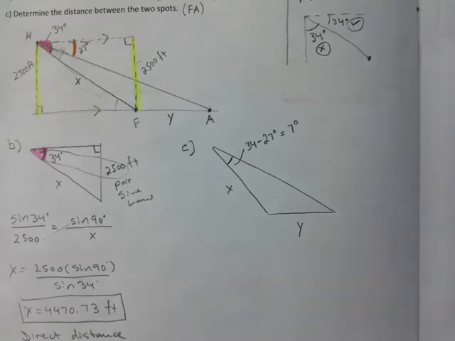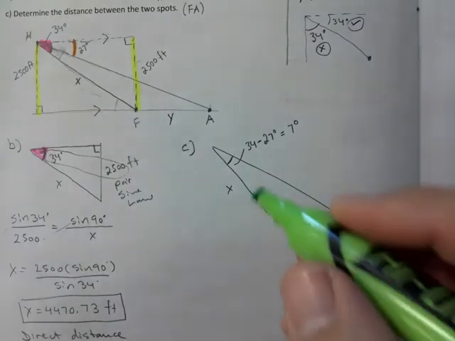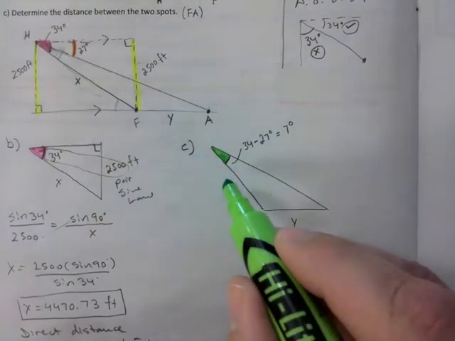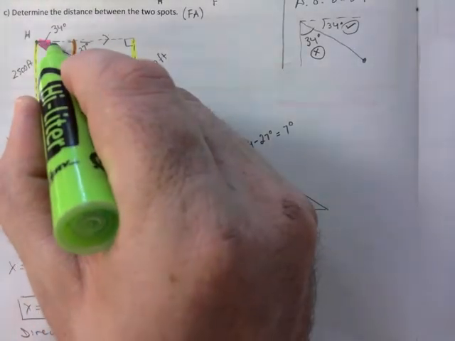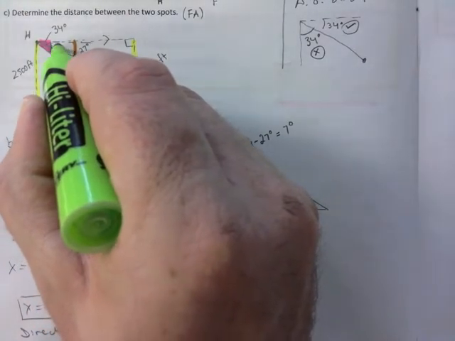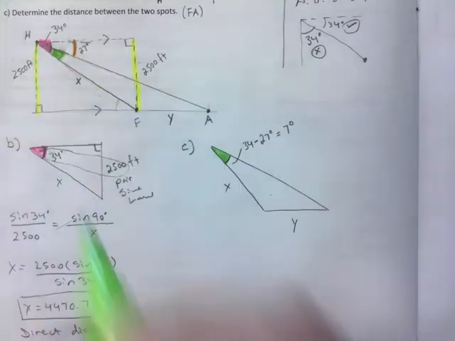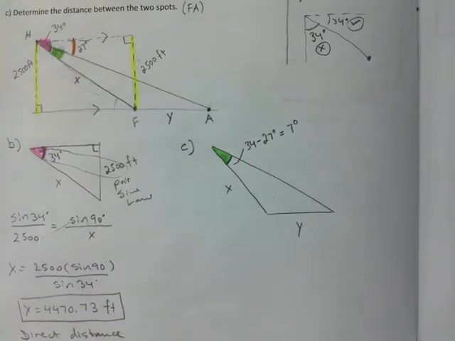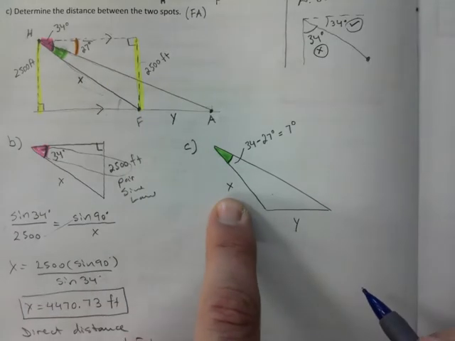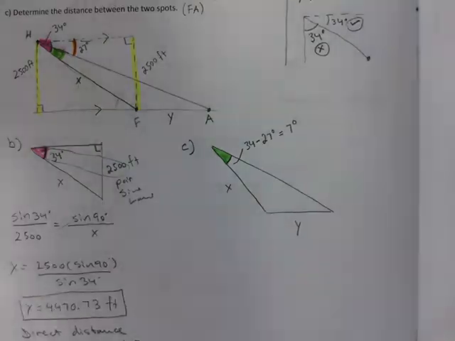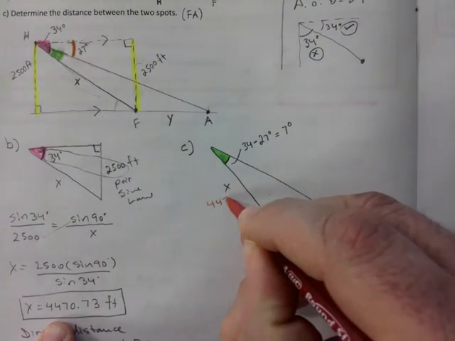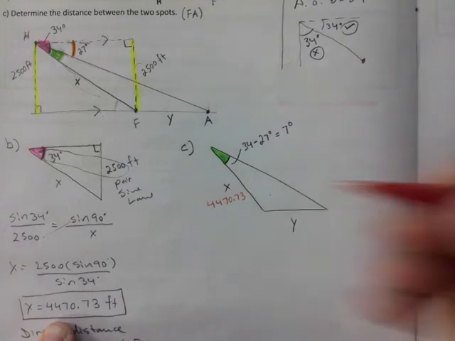Okay? Allow me to. This angle right here, if you want to put it, it's basically just this little sliver here. Okay? Just that little sliver. That's 7, sorry, 7. What else do I know about this one? I just figured out x, right? So I'm actually going to say, hey, I know this, 4470.73.